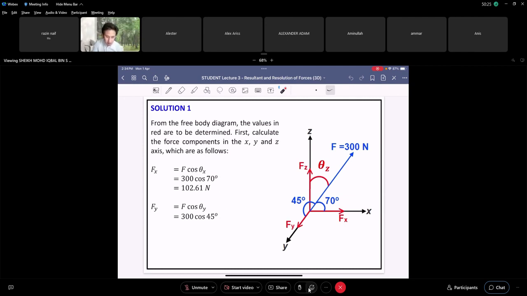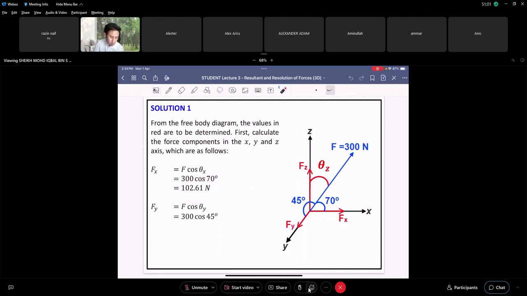Okay, so once you have resolved it, it's pretty straightforward, right? You can straight away calculate it. So how to find Fx here? Just make it into a triangle here, and then you can use 300 cos 70 degrees. Cos, why? Because adjacent over hypotenuse, right? Adjacent over hypotenuse. So that's why we use cos. So 300 cos 70 degrees, we will have our Fx, which is 102.61 Newton, right?